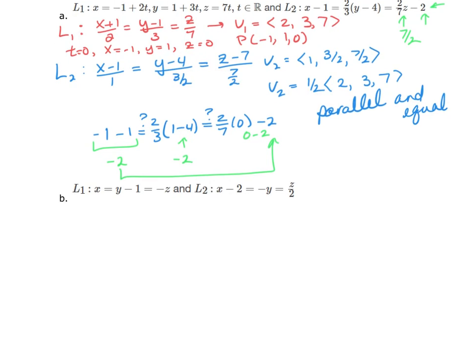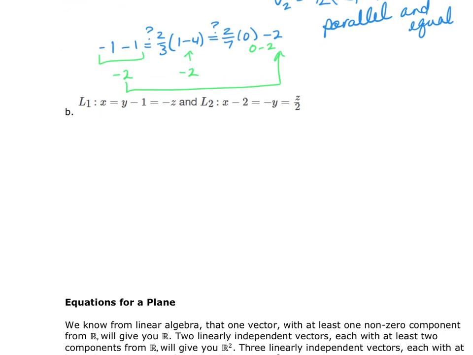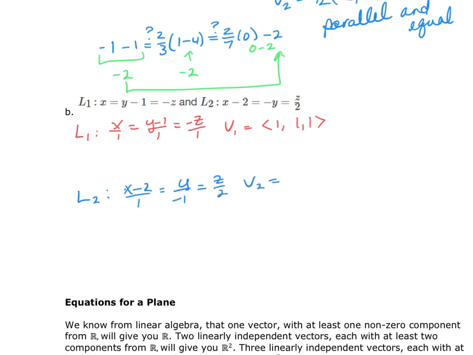Okay. Take a look at my next one. So I'm going to be looking at my line 1 and line 2, and it's already nicely put into the symmetric form. We love it when it's in symmetric form. So I can just write line 1, x over 1 is equal to y minus 1 over 1, which is equal to negative z over 1. So my directional vector v1 is going to be 1, 1, and 1. My line 2 is going to be x minus 2 over 1, and then y over negative 1, and then z over 2. So it is 1, negative 1, and 2.